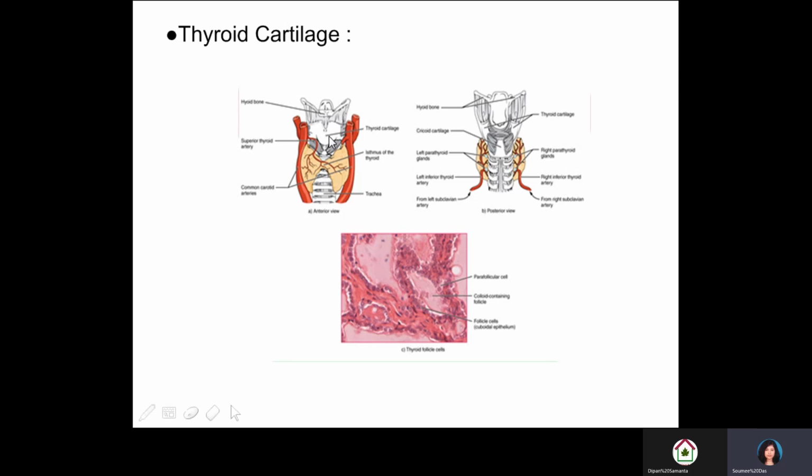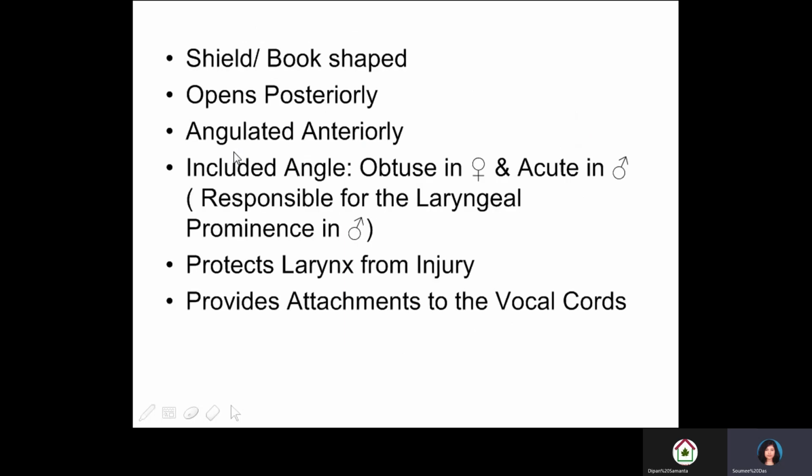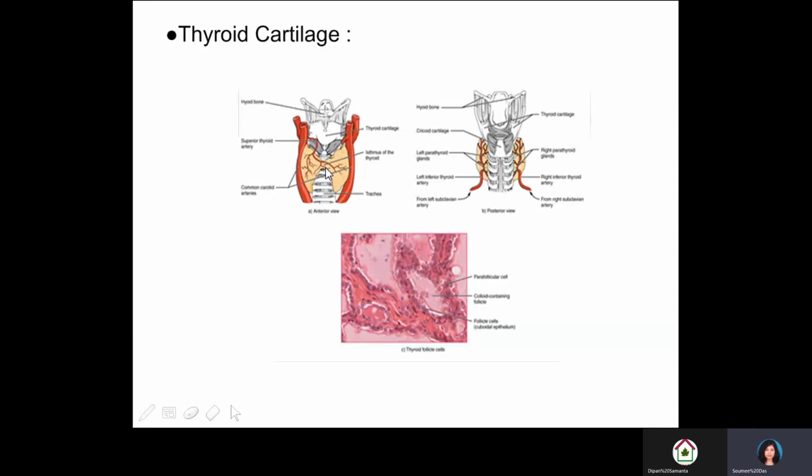As you can see in this picture, this can open posteriorly. That means the book is actually inverted and it opens posteriorly. Anteriorly it is joined by the isthmus, and posteriorly it can open freely, like a hinged portion. Next, it is angulated anteriorly. Here there is an angle, see here. So this is angulated anteriorly.